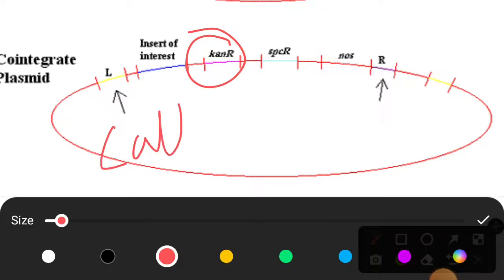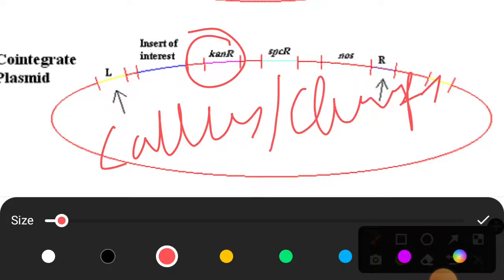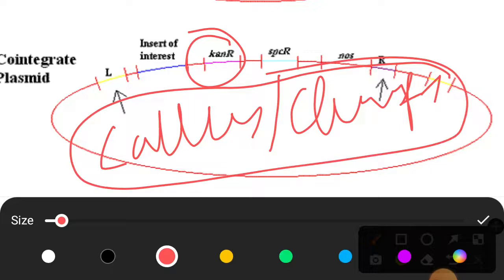So in that medium, all the plant cells that have grown into callus, also known as clumps, are all co-integrate plasmid containing plant cells. Okay, now this callus or clump, commonly known as calli, can be easily transferred into soil, and this calli will lead to the formation of a transgenic plant. That is how a normal transgenic plant develops.